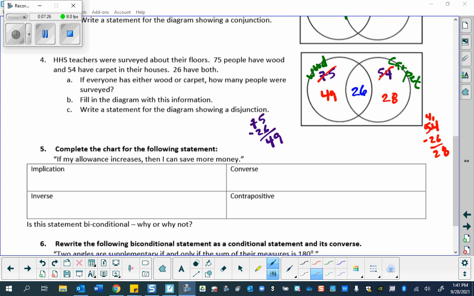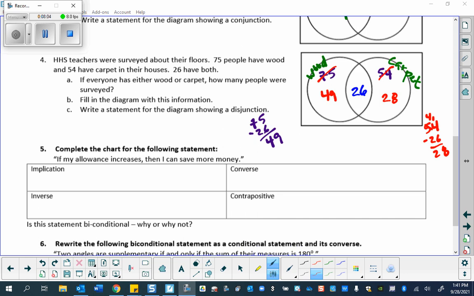So the interesting part of this conversation is you've got to make sure people aren't double counted. As soon as I put 75 in the wood category, I was 26 people over my tally, because 75 people said they liked wood, but 26 of them were already considered in the carpet category. Do you know what I mean? So I had to subtract 26 from 75, giving me 49. I had to subtract 26 from 54, giving me 28.